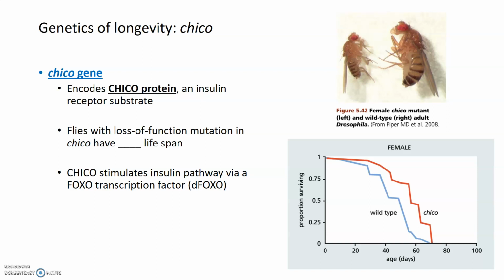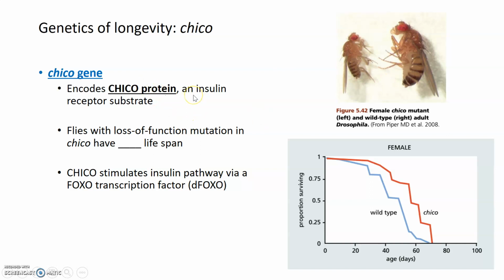And so the first gene implicated in flies and extension of longevity that's in the insulin pathway is a gene called chico. And chico encodes a chico protein, which is a substrate for the insulin or IGF-like receptor. And chico is actually responsible for a small body phenotype. So loss of function chico mutants are much smaller in size, as you can see here on the left fly, compared to wild type, which is this fly on the right. And that's just a result of having not only smaller cells, but also just less cells in general.